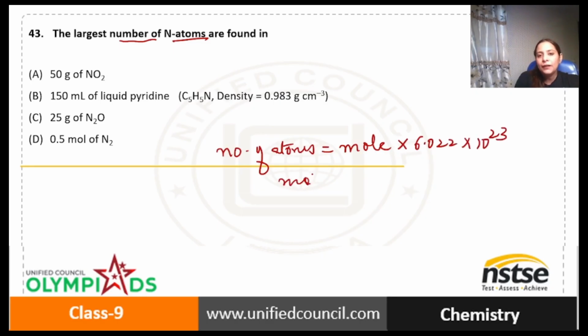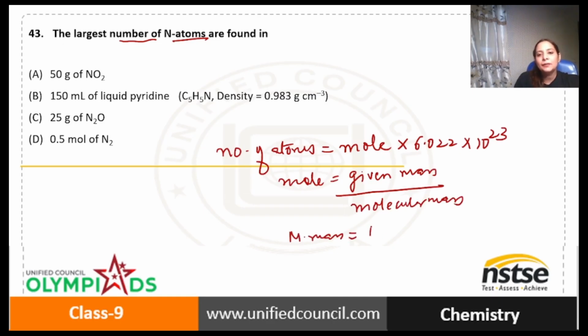And you also know that we can find mole by using the given mass divided by the molecular mass. And we also know that we can find the molecular mass by writing the mass of one atom, adding it to the mass of another type of atom. And if the number of atoms is 2 or 3, you multiply with coefficients, meaning 1, 2, 3, depending upon the number of atoms which make that particular molecule.